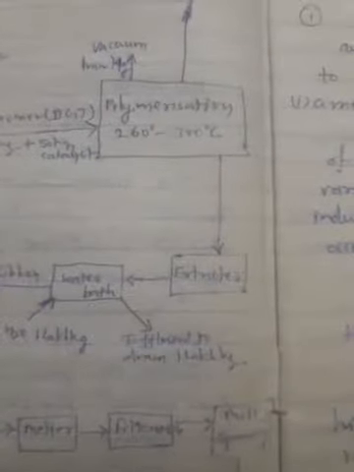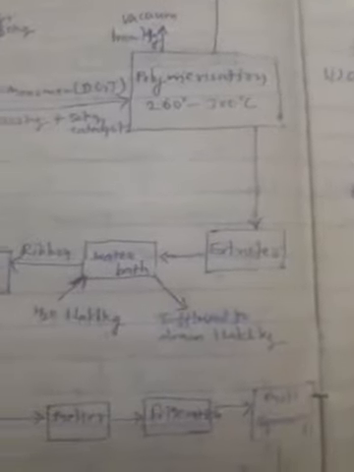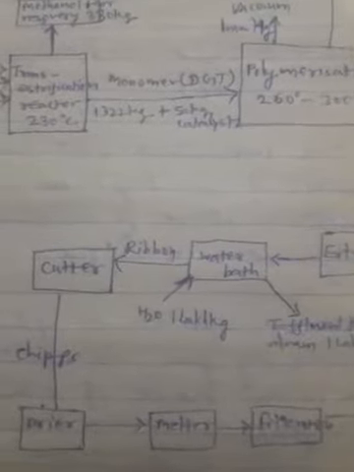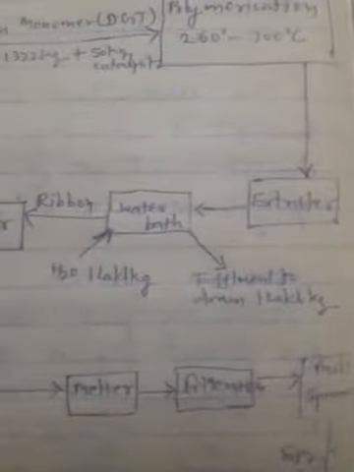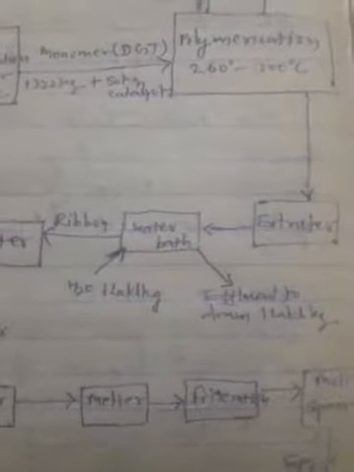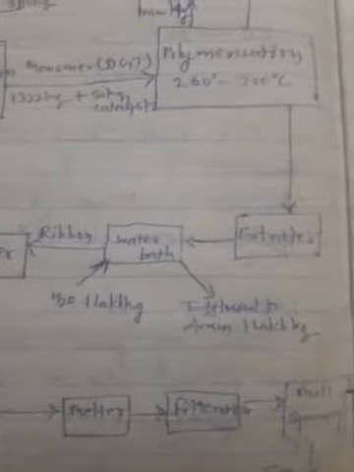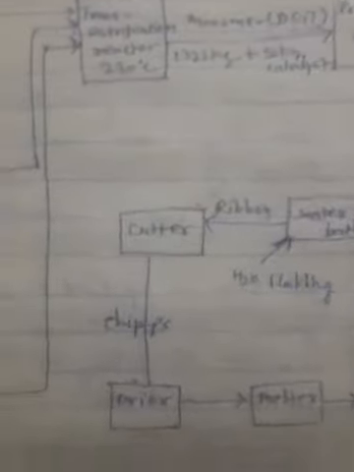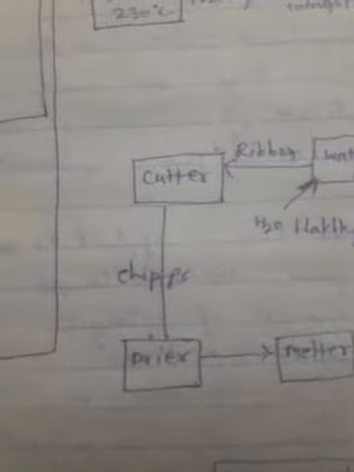Then the polymer melt is transferred to the extruder, or you can say extruded in the form of a ribbon. This is solidified with the help of a cold water spray in the water bath. And you can see for the production of 1 ton of polyester fiber, 1 lakh kilogram of water is used, and this water goes to the effluent treatment plant, ETP, for purification and recycling. Then the solidified ribbon is cut into chips.